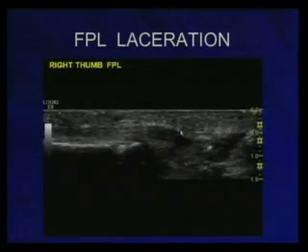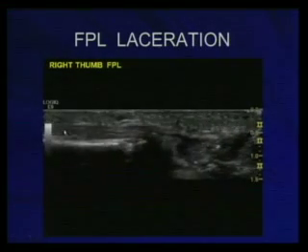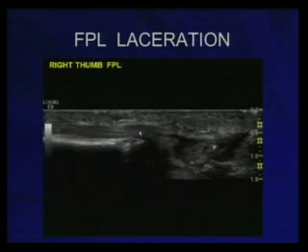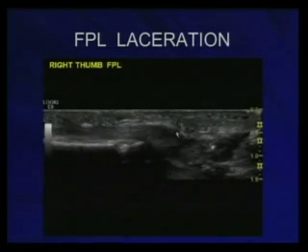Motion, or passive maneuvers, can help us to localize the tendon stump. This is another FPL. You can see the tendon here, and you see the tendon stump there. What we do is, before surgery, we go there with the ultrasound and we mark the area where the tendon stump or tendon stumps are. In this case, the patient had the laceration here in the hand, and this is the proximal stump, and this is the distal stump.